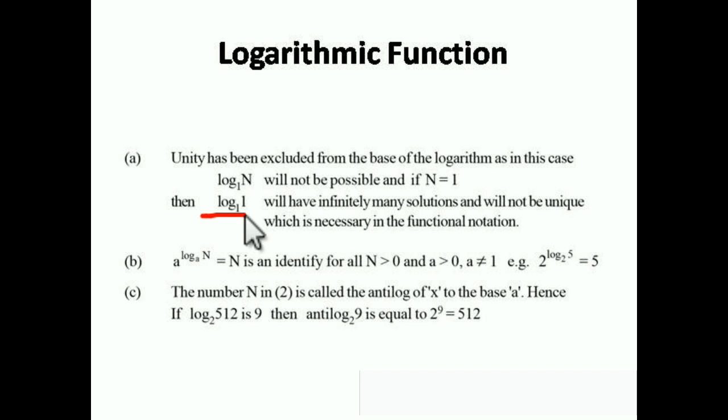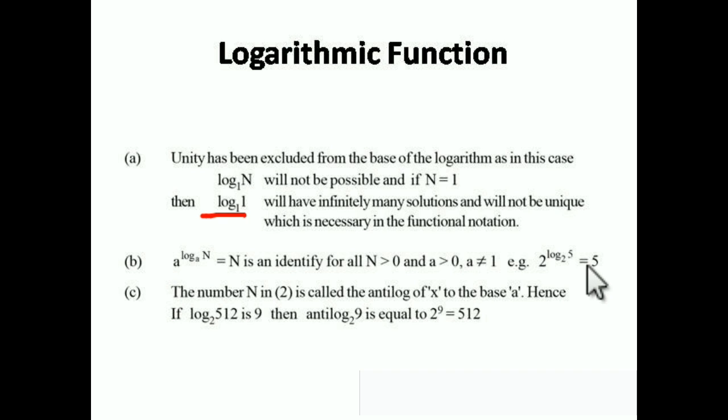Again, a raised to the log n with the base a. That means a and a get cancelled out and we are left with n. This is an identity for all n greater than 0, a greater than 0, a not equal to 1. Example, 2 raised to log 5 with the base 2. This 2 and this 2 get cancelled and we are left with 5.